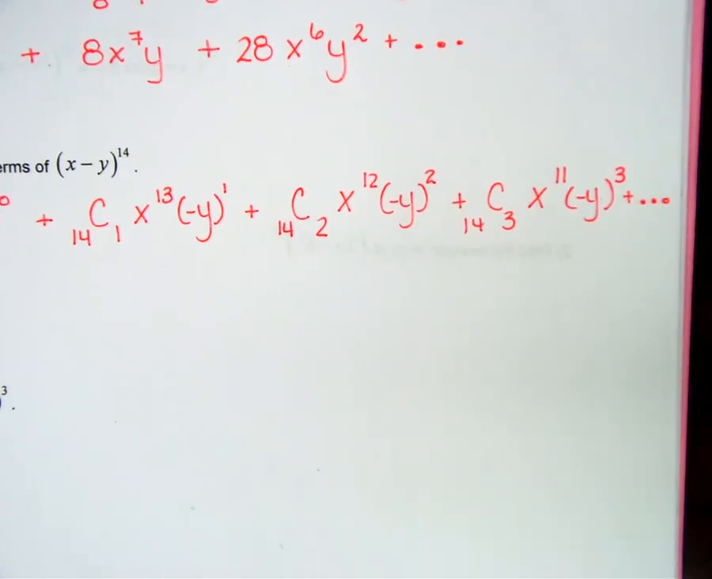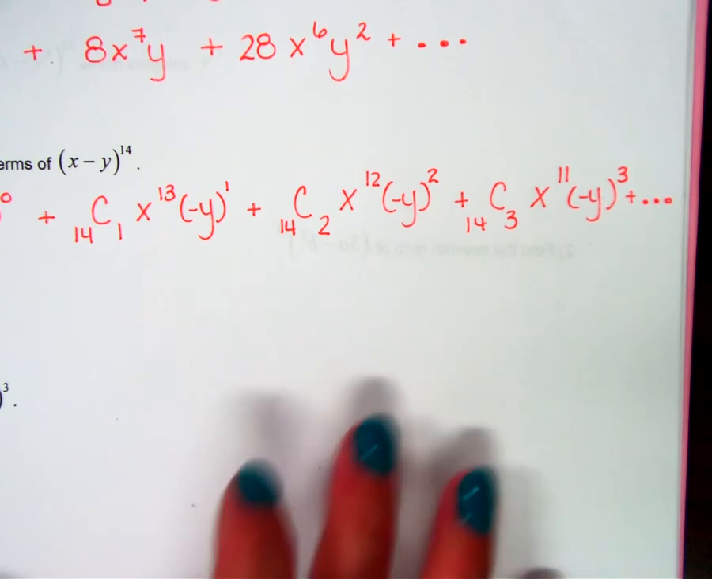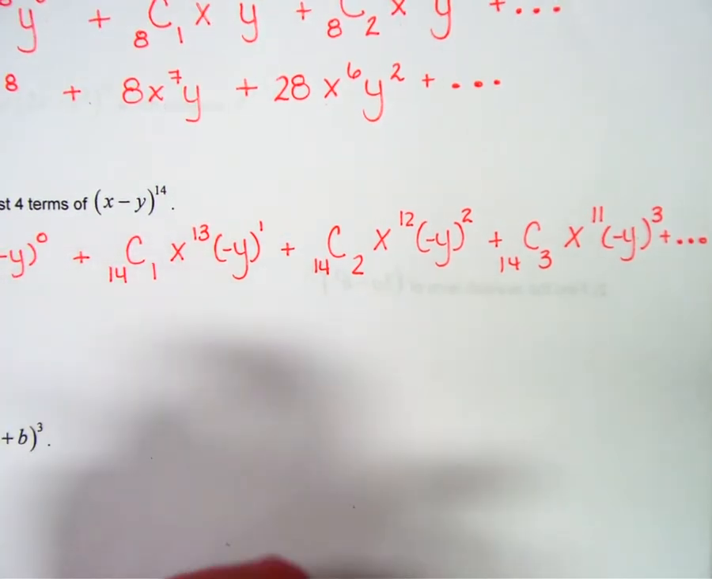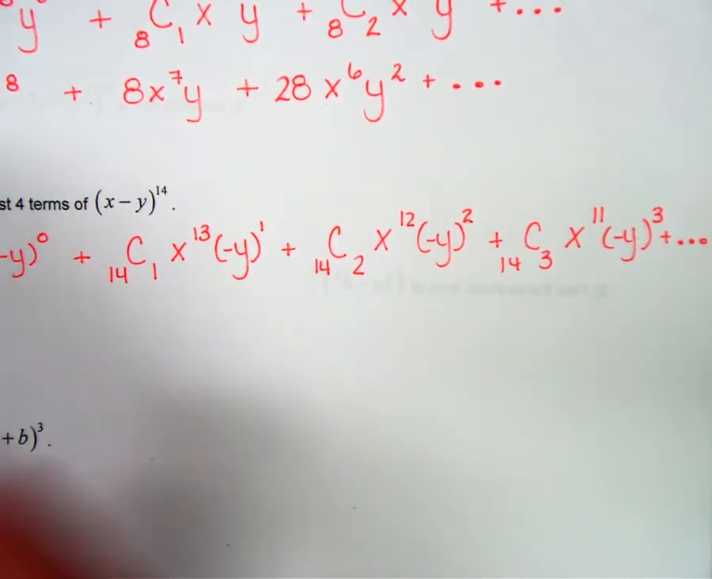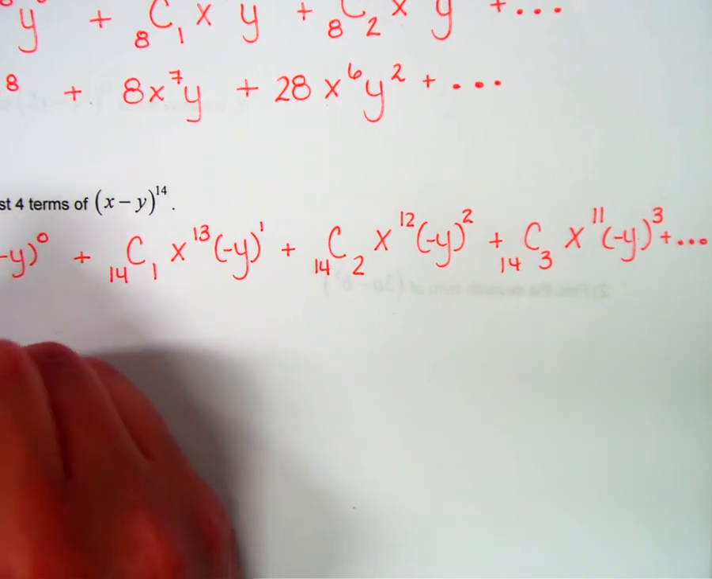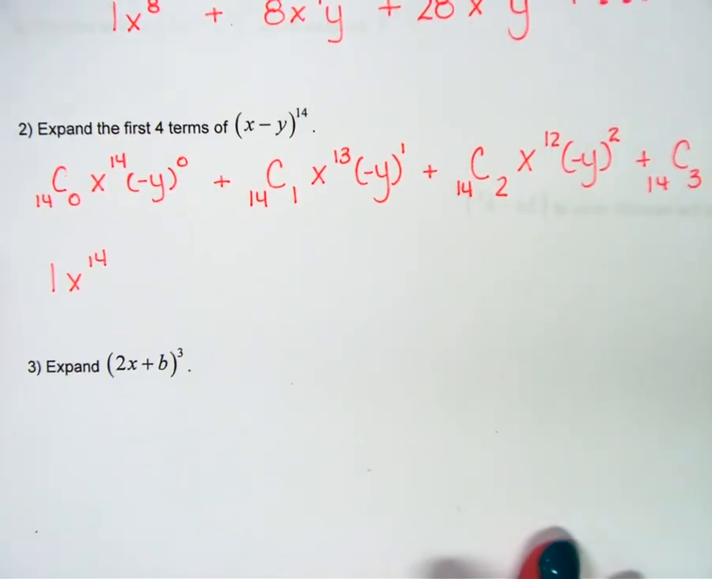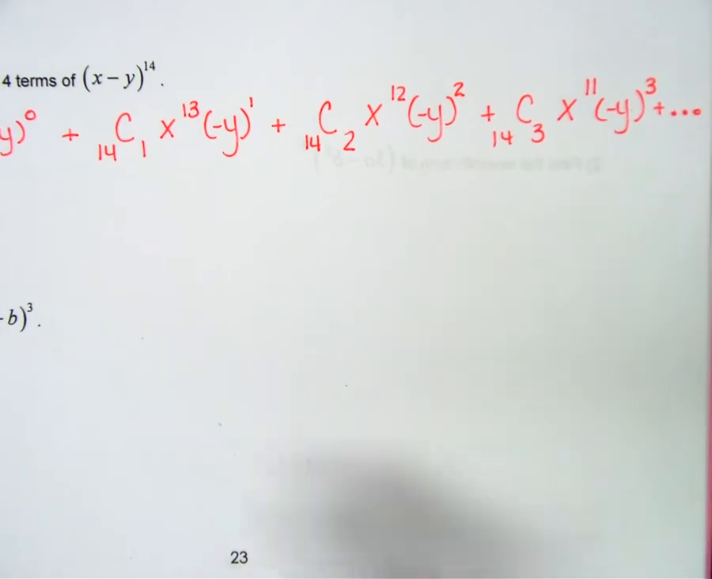I was really spaced out, and now I have to take that room back. Okay, 14 choose 0 is 1, good job. X to the exponent 14. Do I need to put that 1 there? No, I don't, but I'm going to do it anyways.